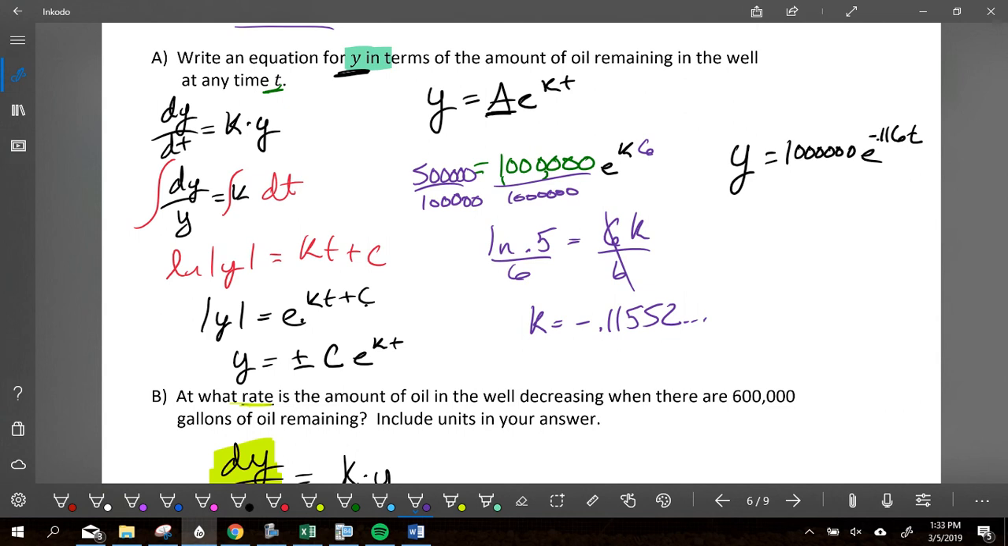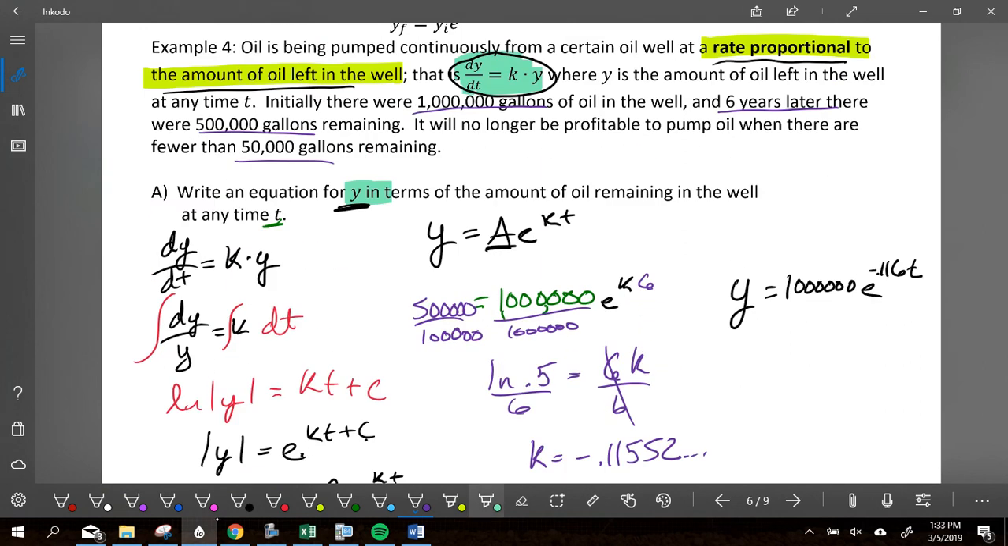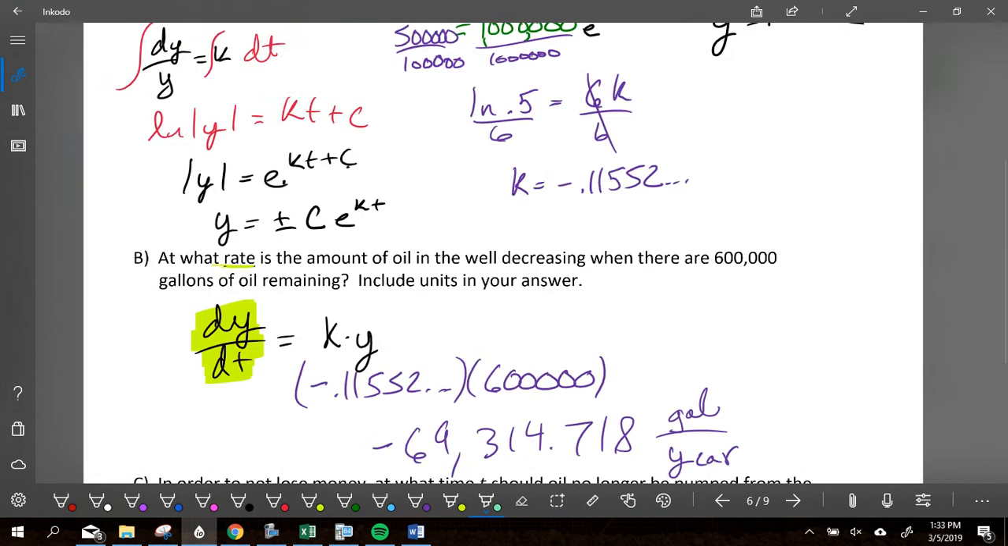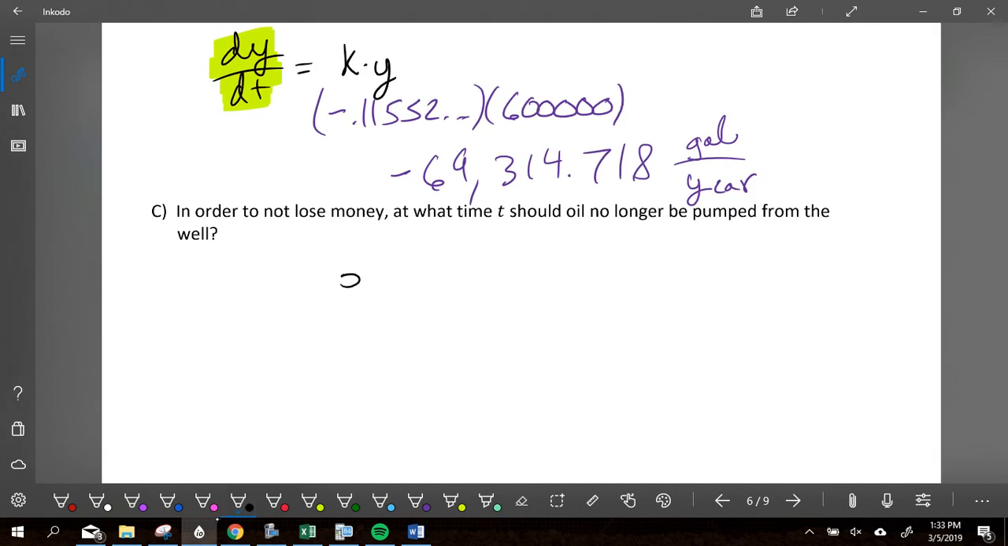What is the Y going to be then? The point at which it's no longer profitable, which is 50,000 gallons. 50,000 gallons remaining, that's when it's no longer profitable. So all I'm doing now is I'm solving this equation. 50,000 is equal to 1 million. How many zeros? That's too many zeros. Now we're good. All right. E to the K T. I know what my K is. Do your math. Solve for T. Go.